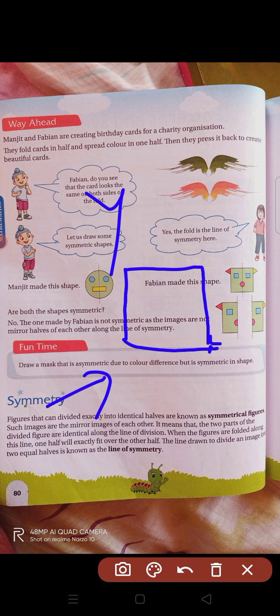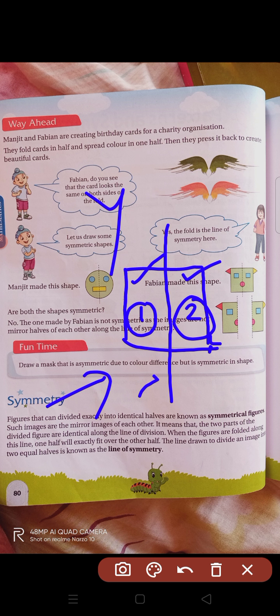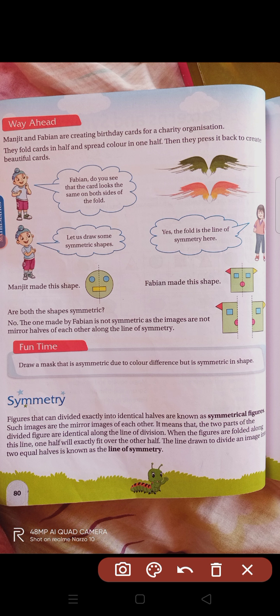Yes, this is a symmetrical figure, because whenever we draw a line of symmetry at the center of this figure, we get two equal halves, right? And this line which divides the square into two equal halves is known as the line of symmetry. In the same way, let me give an example of this figure.